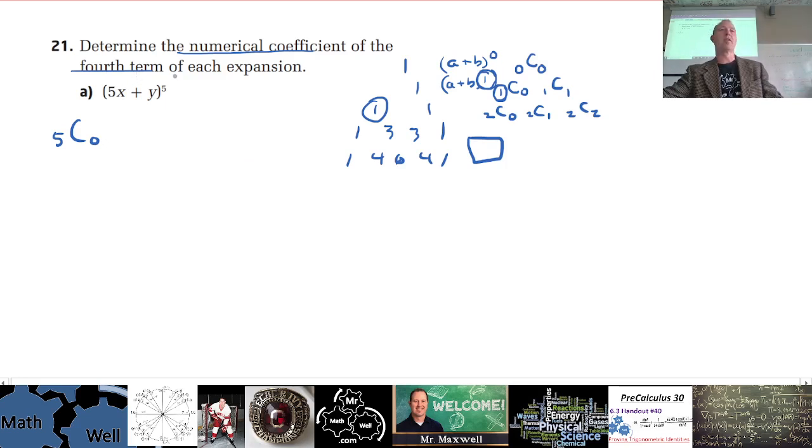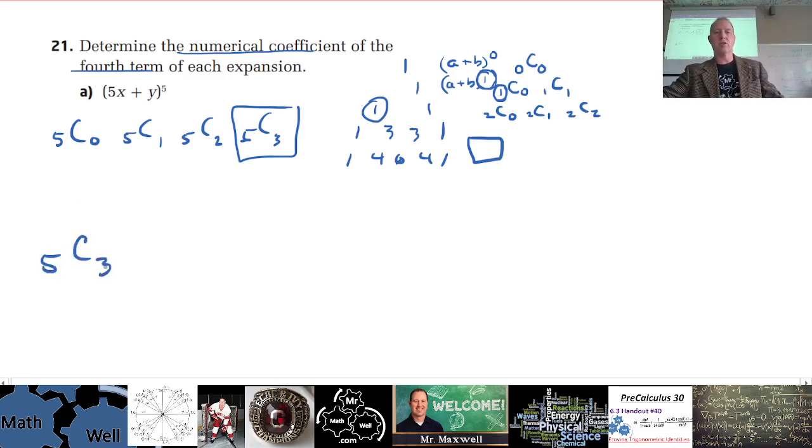Now, what's the fourth term? Okay, so this is first, this is second, that's third, that's fourth. So 5 choose 3, is that what you said? Nice, okay. So the fourth term is going to look like this. 5 choose 3 is going to be the number that's going to be in front. Now, remember also what we do here is with the a's, this is going to be 5x to the 5. That's the way that's going to start. Then this is going to go 5x to the 4, then to the 3, then.